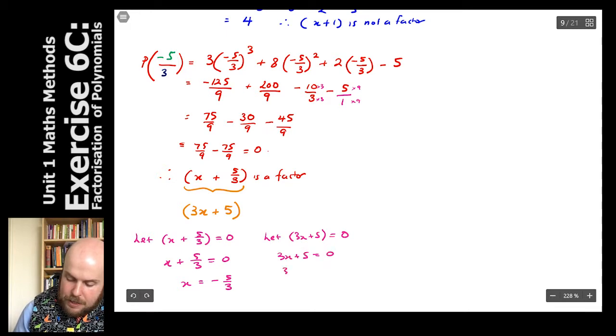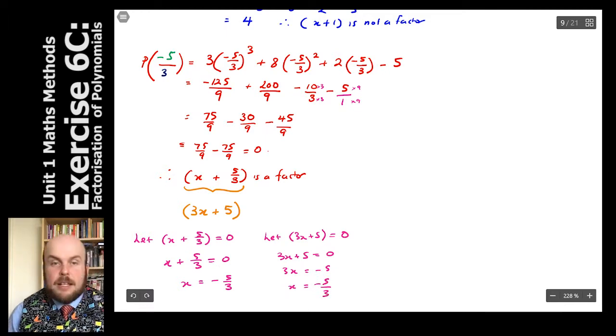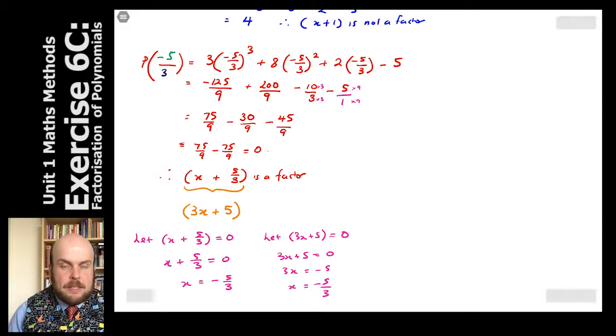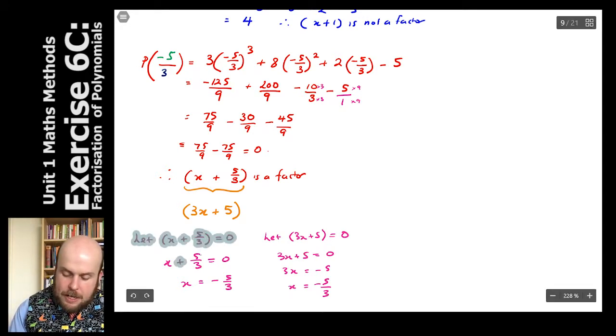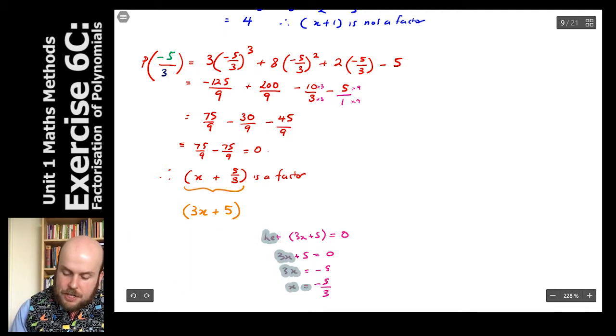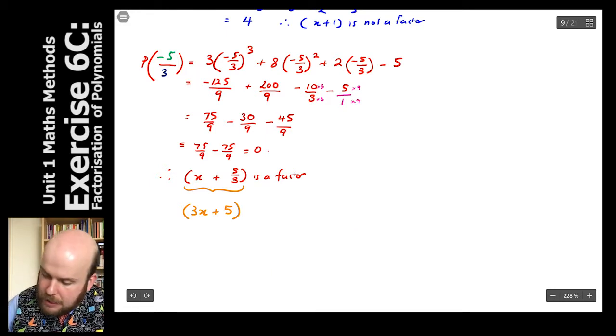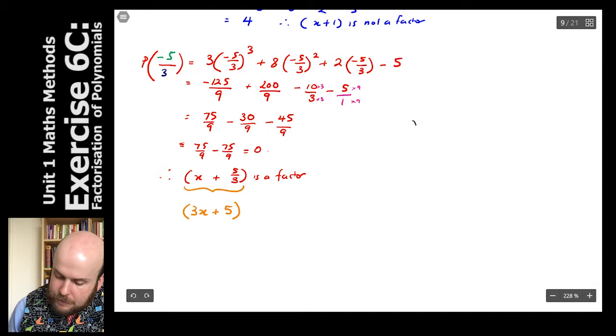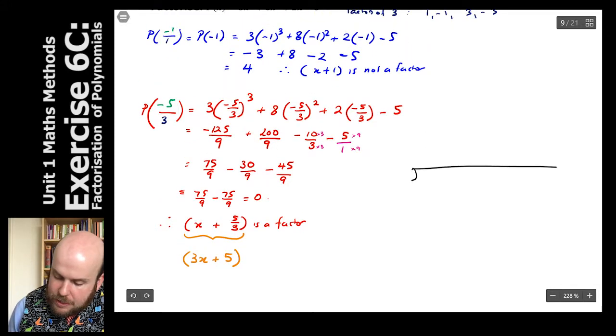3x plus 5 equals 0. 3x is equal to negative 5. x is equal to negative 5 over 3. There we go. I managed to prove here that both of these would end up having the same answer. So there you go. That is why I would go about changing it. So doing the long division part is not going to be horrendous. So we're going to do a long division over here.